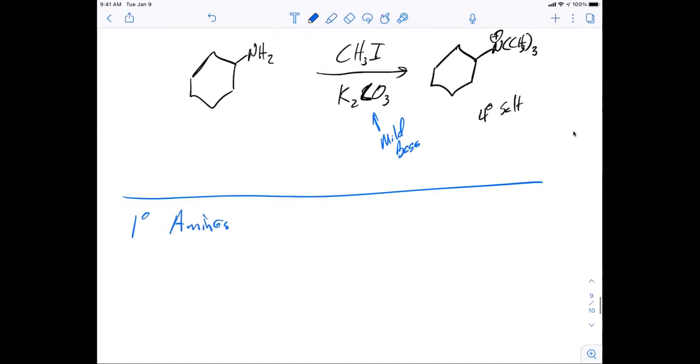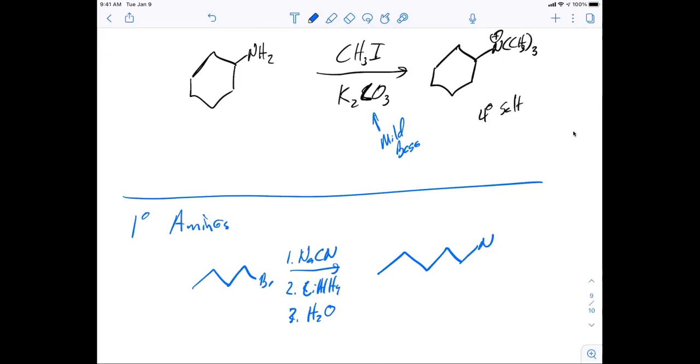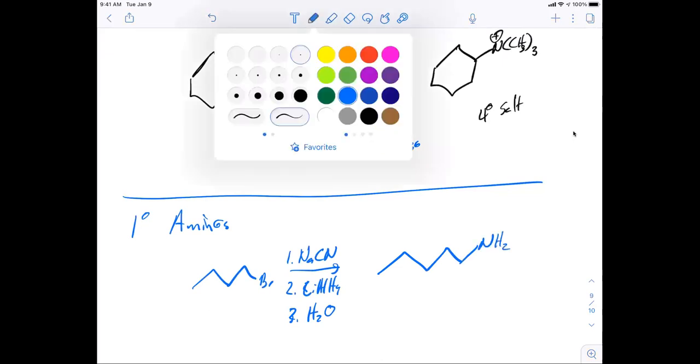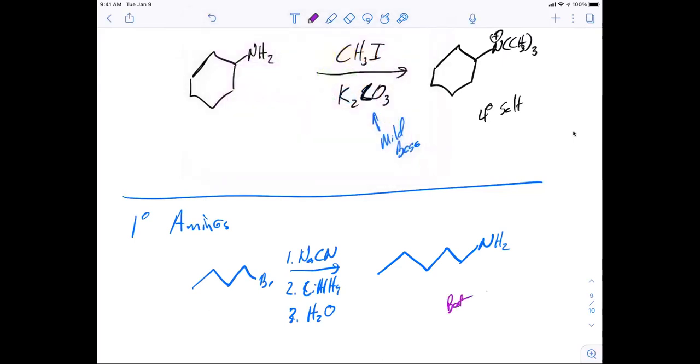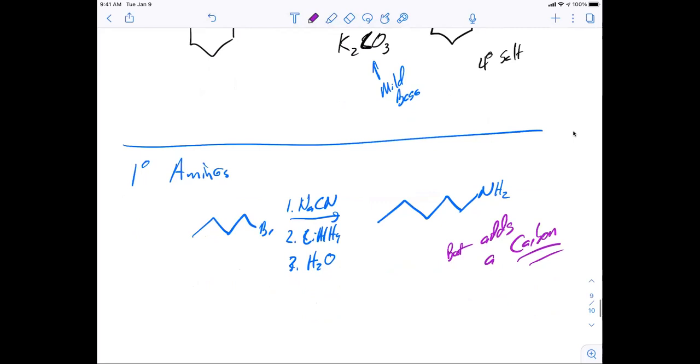Okay, so we've already seen one way to make primary amines, but that method adds a carbon, right? So we can do the nitrile. So we could take the bromide, add the amine, okay, but as a carbon. So sometimes we may not want to add a carbon, but that will end up with a primary amine.